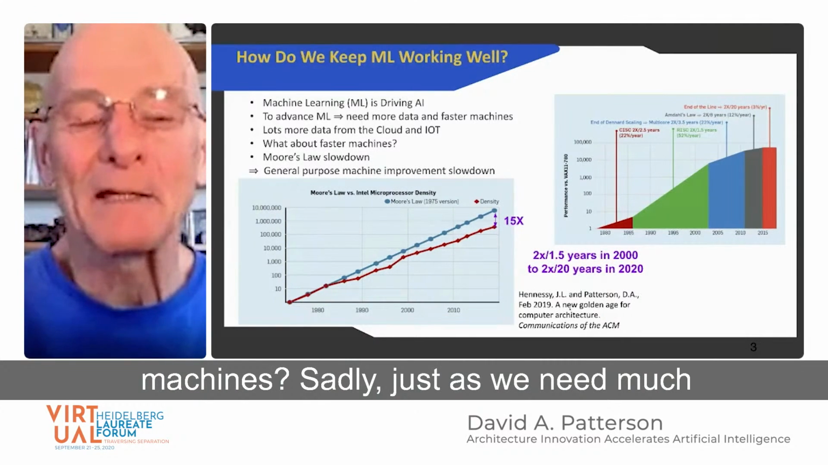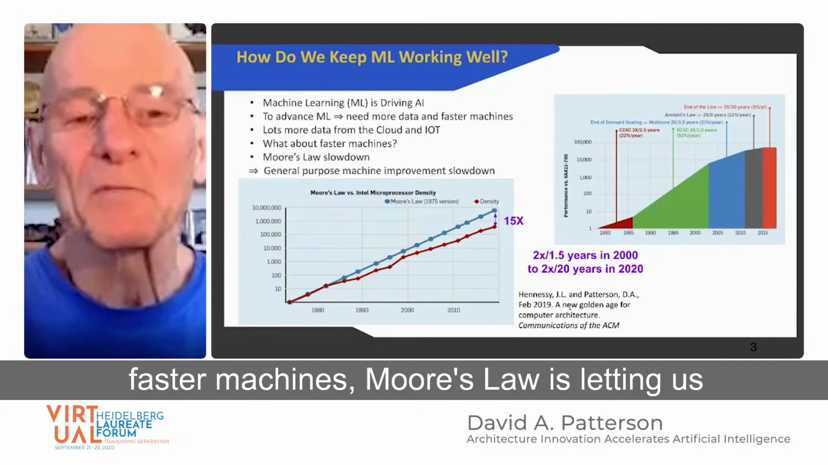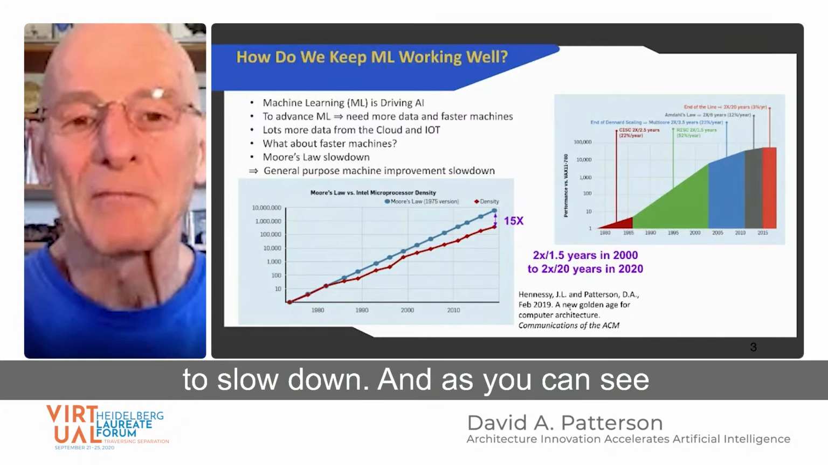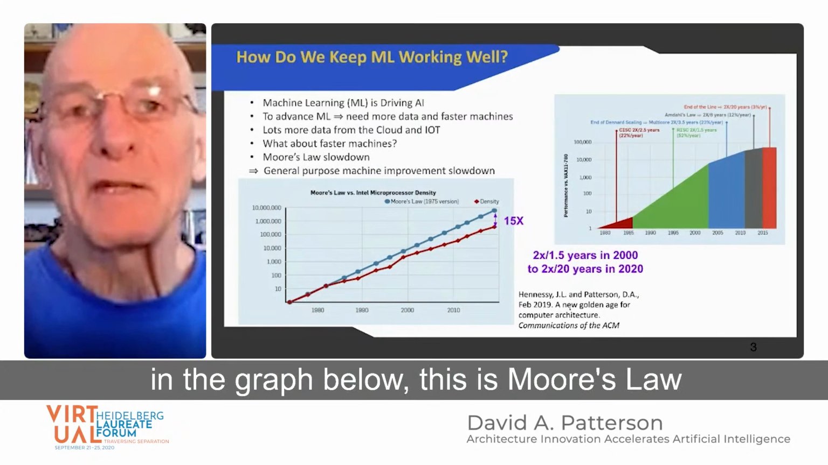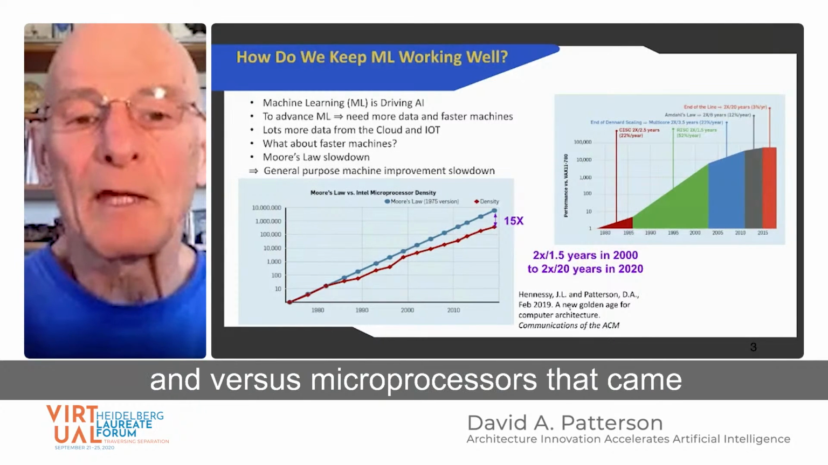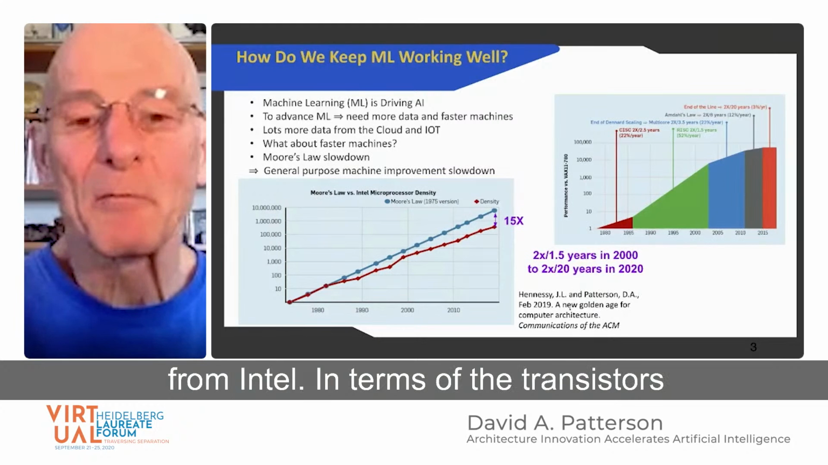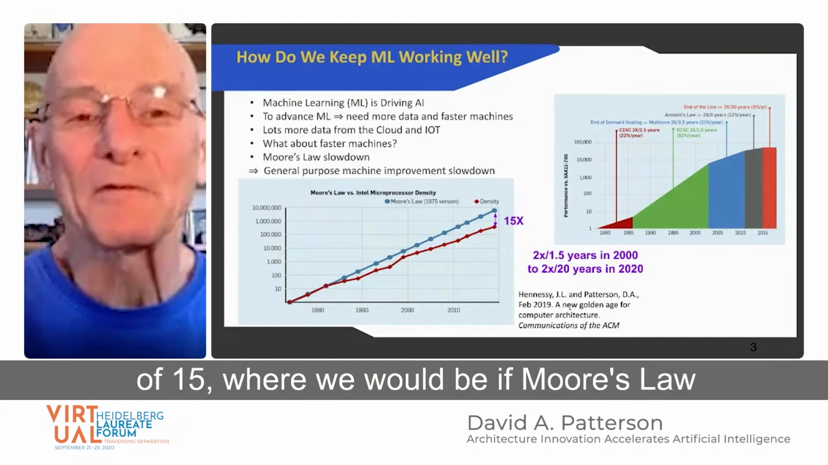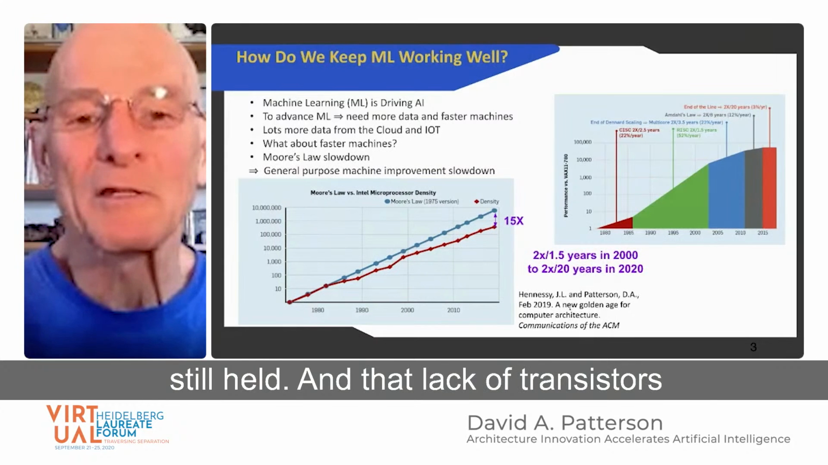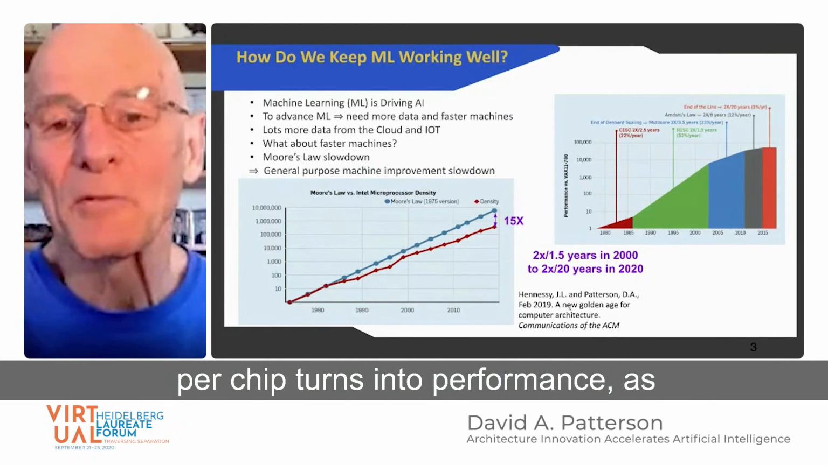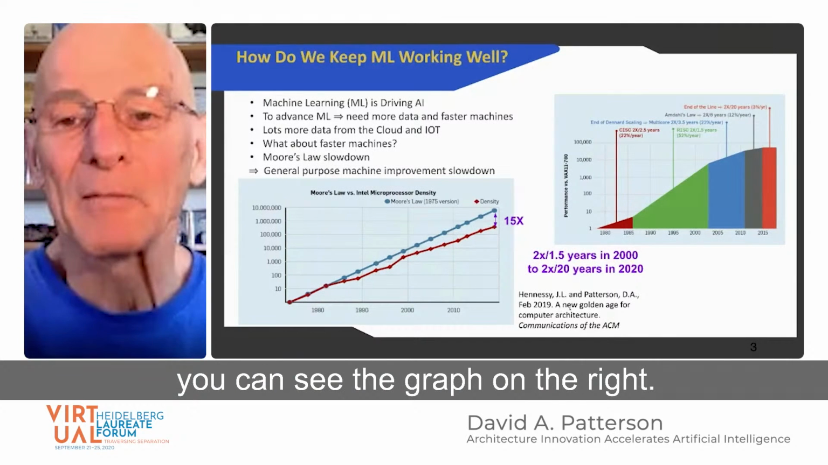Sadly, just as we need much faster machines, Moore's law is letting us down because Moore's law is starting to slow down. As you can see in the graph below, this is Moore's law prediction of doubling every 2 years, versus microprocessors that came from Intel, in terms of the transistors per chip, we're off at least a factor of 15 from where we would be if Moore's law still held. And that lack of transistors per chip turns into performance, as you can see in the graph on the right.